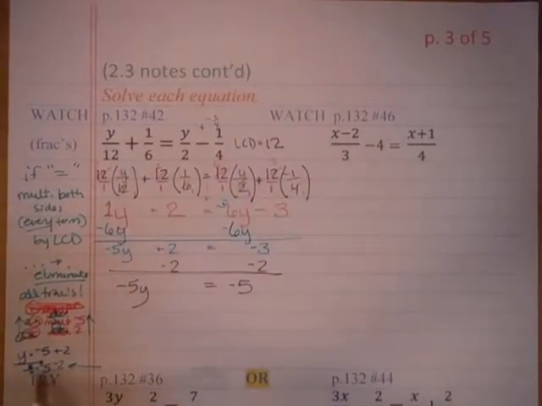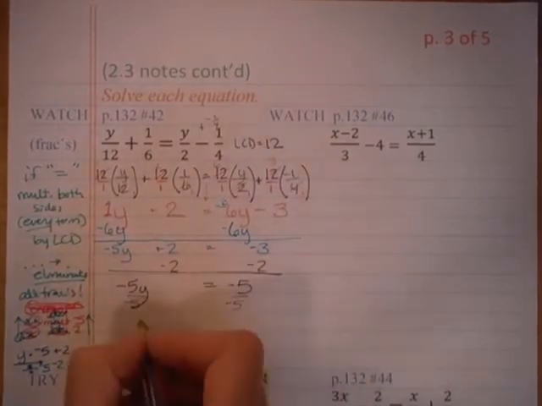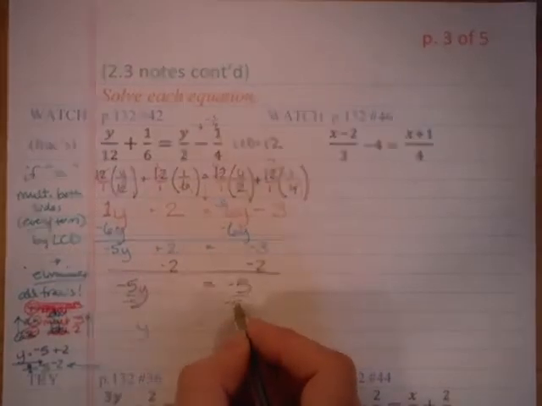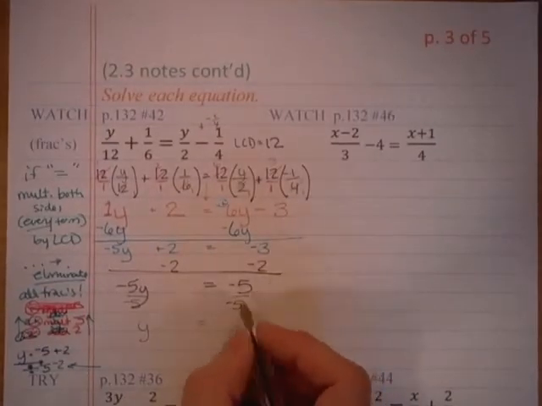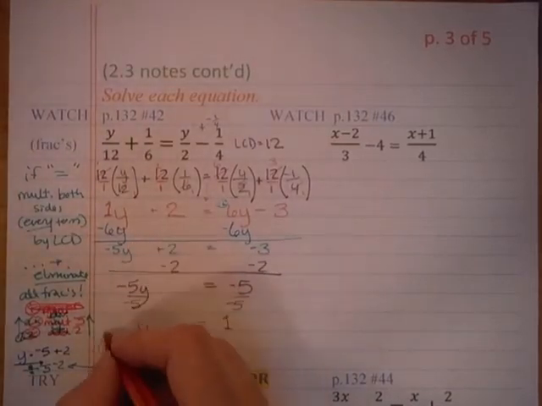And then according to our list, as we continue right to left or up the list, we're going to divide both sides by -5. -5y divided by -5 is going to be a positive 1y. -5 divided by -5 is going to be a positive 1. So we're getting an answer of 1 here. We need to check that back in the original.